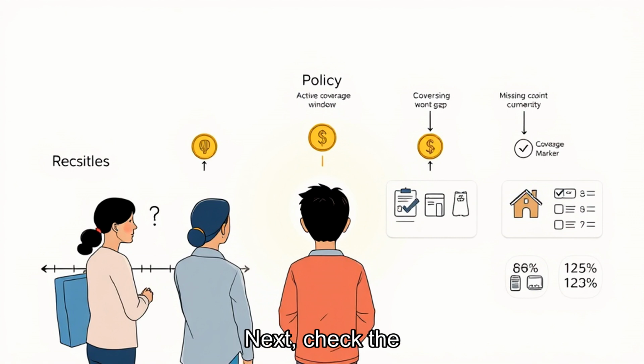Next, check the policy period. Insurance coverage usually applies only between the start date and end date, subject to the policy terms. If damage happened before the policy started, it may not be covered. If a policy lapsed because payment was missed, a later incident may fall into a gap. Dates are not small details. They decide whether the contract was active when the loss happened.